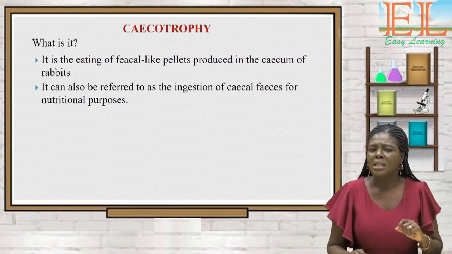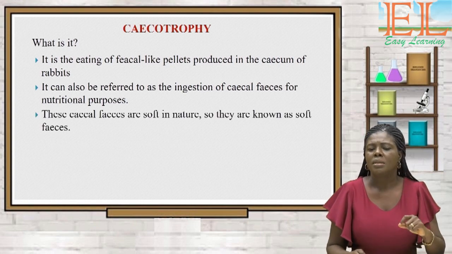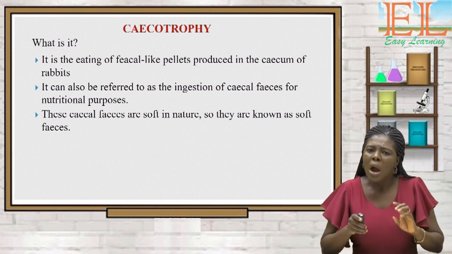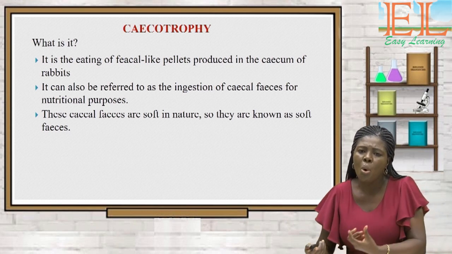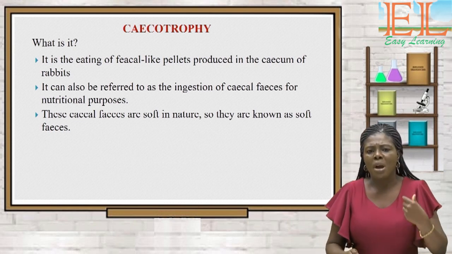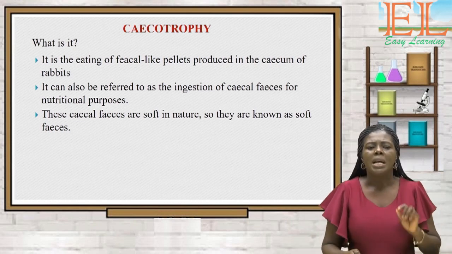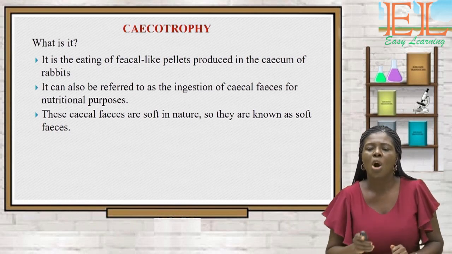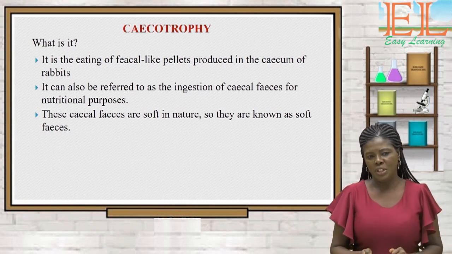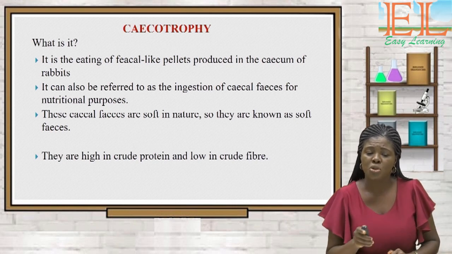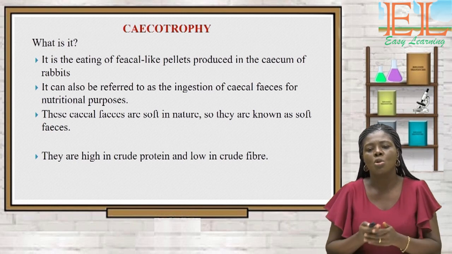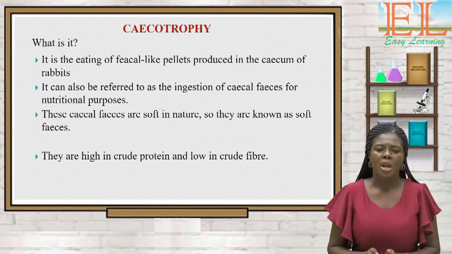We can also say that psychotrophy is the ingestion of cecal feces for nutritional purpose. So that food did not digest. However, it has some nutrients, so it has to go back for the rabbit to take it back. These cecal feces, they are soft in nature, so they are also known as soft feces. And the cecotrophs, or the soft feces, are high in crude protein and low in crude fiber.